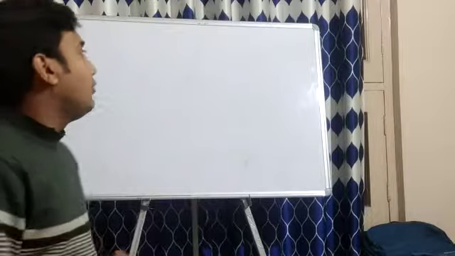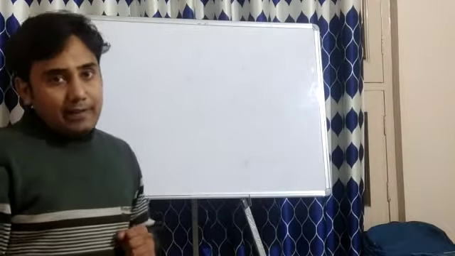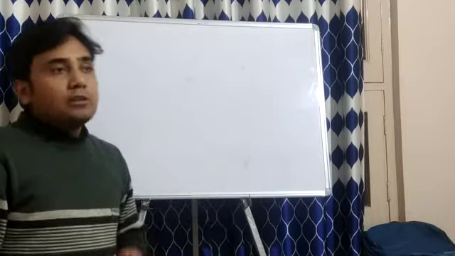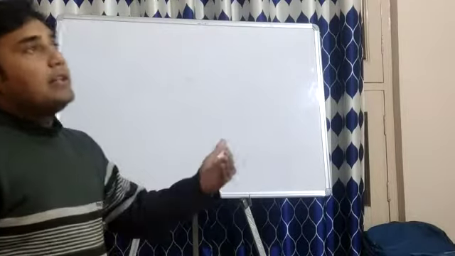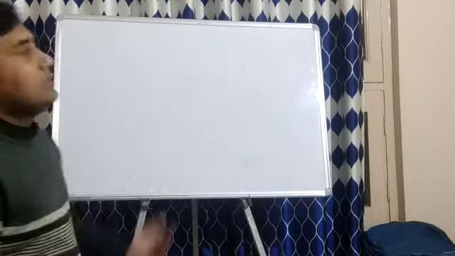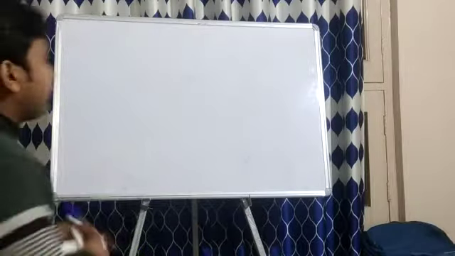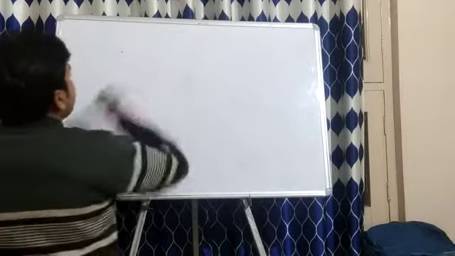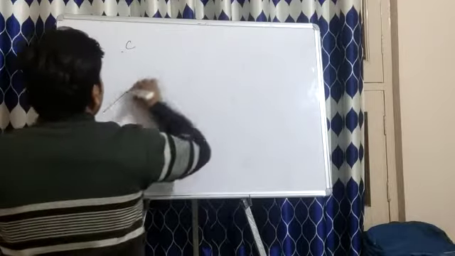Now in this video we will talk about angular bisector. Before talking about angular bisector, we will see what we mean when we say the distance between a point and a line. Suppose I have an arbitrary point, say C, and there is a line, ray or segment, whatever you call it.